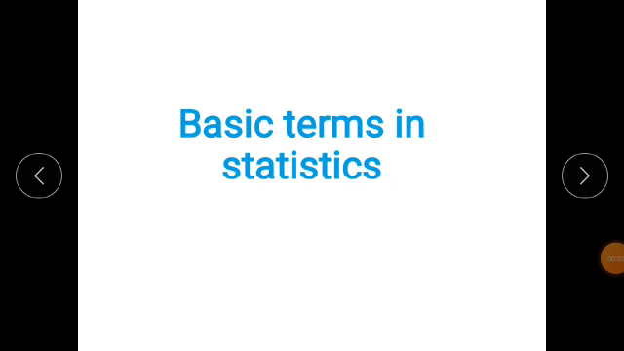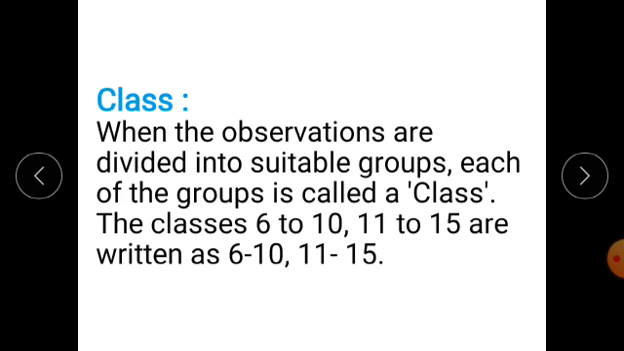Our next topic is basic terms in statistics. First is class. So, what is a class? When the observations are divided into suitable groups, each of the groups is called a class.